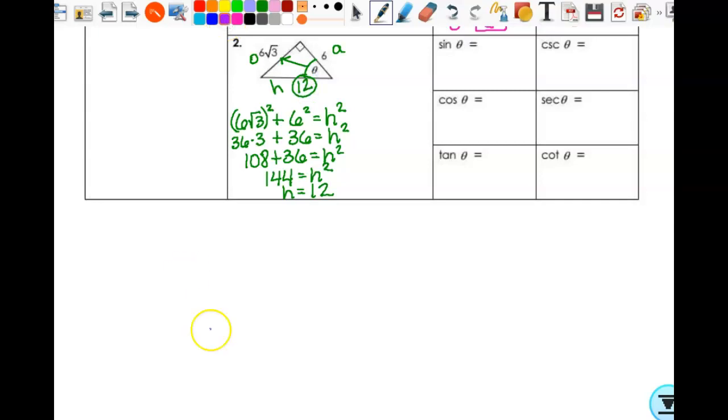All right. So then I find my sine ratio. That is opposite over hypotenuse. So that is going to be 6 square root of 3 over 12, which reduces to the square root of 3 over 2. Cosine is adjacent over hypotenuse. It is 6 over 12, which is 1/2.